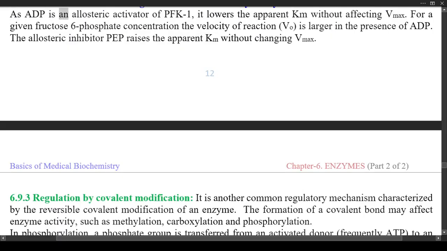As ADP is an allosteric activator of PFK1, it lowers the apparent Km without affecting Vmax. For a given fructose 6-phosphate concentration, the velocity of reaction, V0, is larger in the presence of ADP. The allosteric inhibitor PEP raises the apparent Km without changing Vmax.